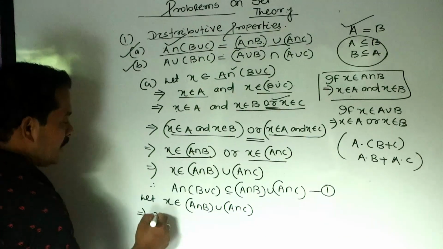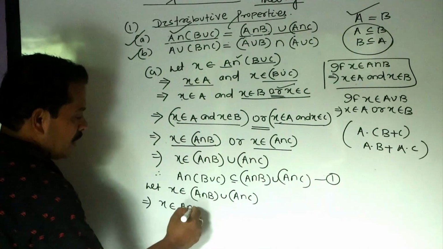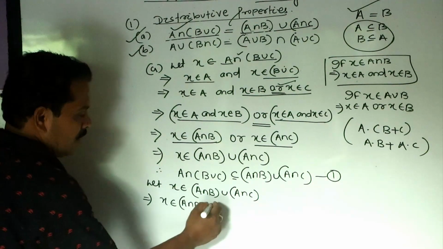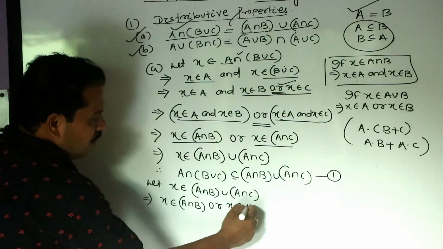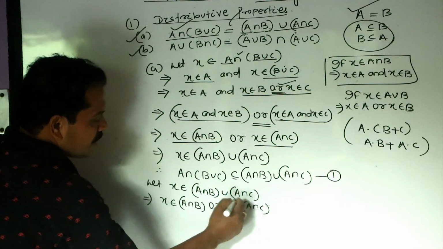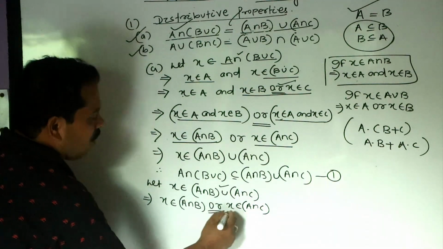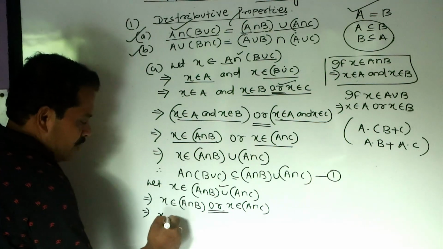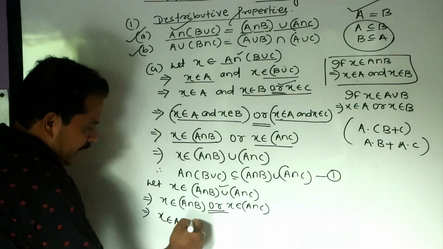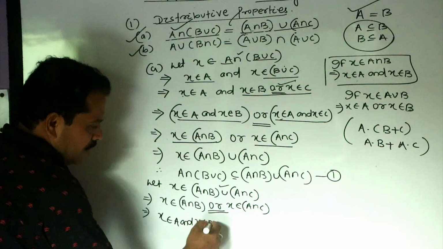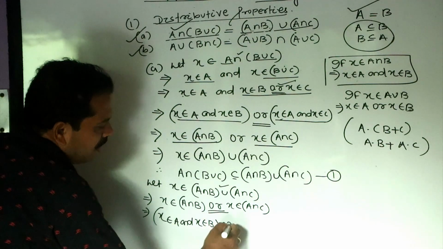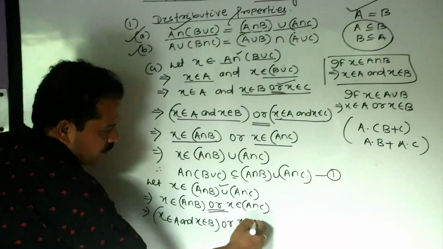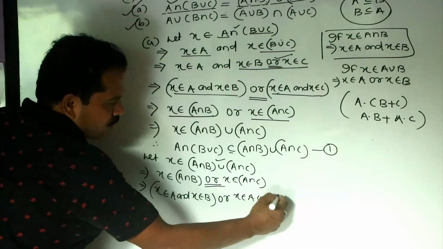This implies x belongs to A intersection B or x belongs to A intersection C. For union we write OR. This implies x belongs to A and x belongs to B, one bracket, or x belongs to A and x belongs to C.